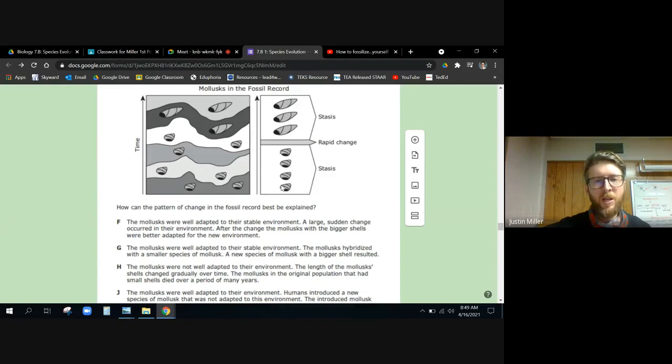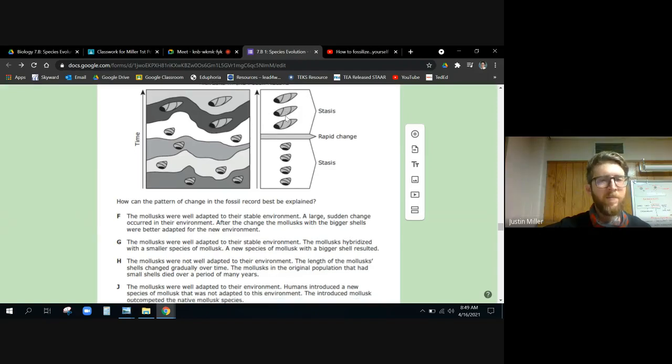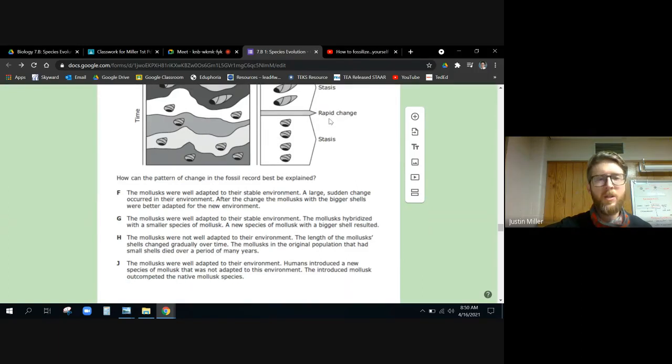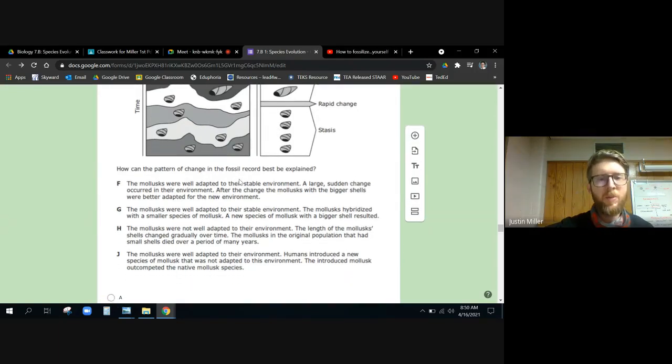So very early on, they're all small. Stasis means stable. And then a rapid change happened here, and then now they're all big after that. So they were small, something happened, and now they're big. So how can we best explain that?